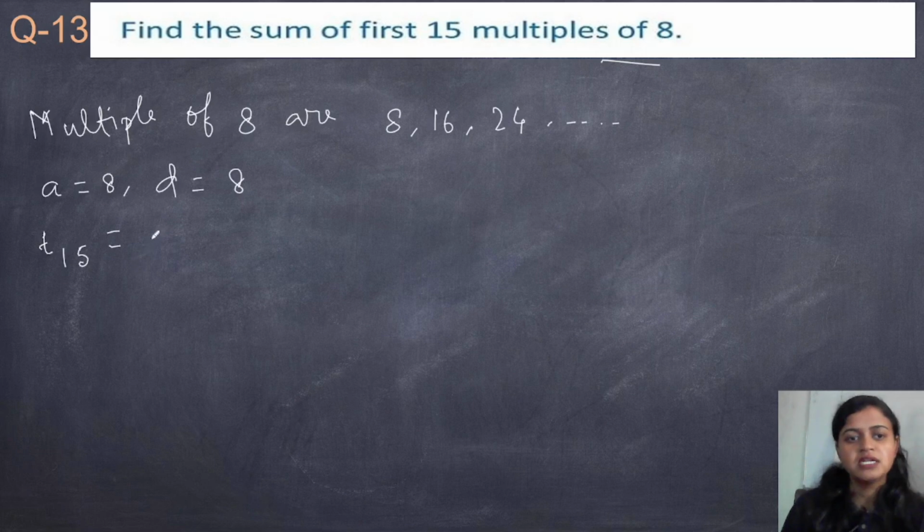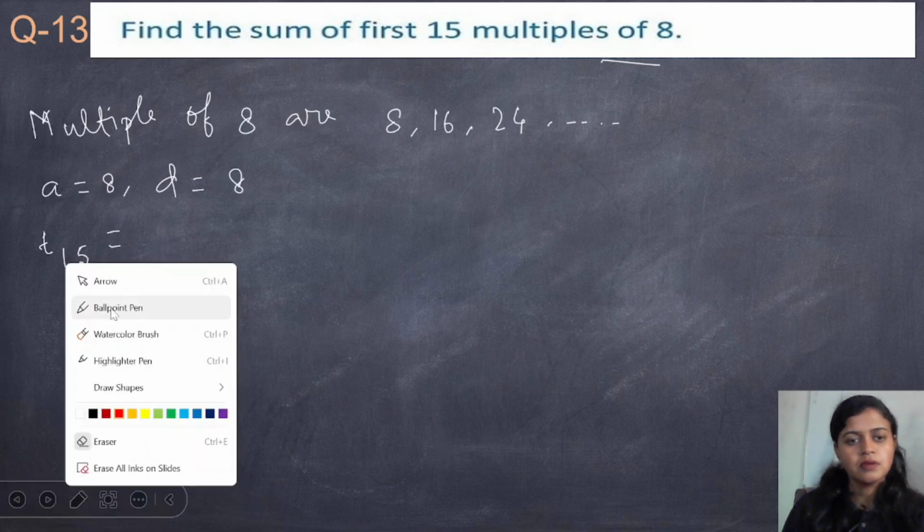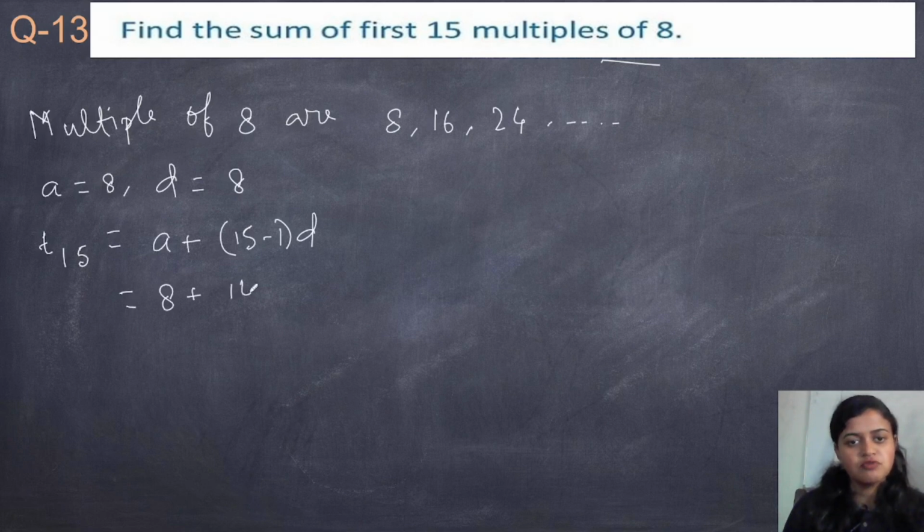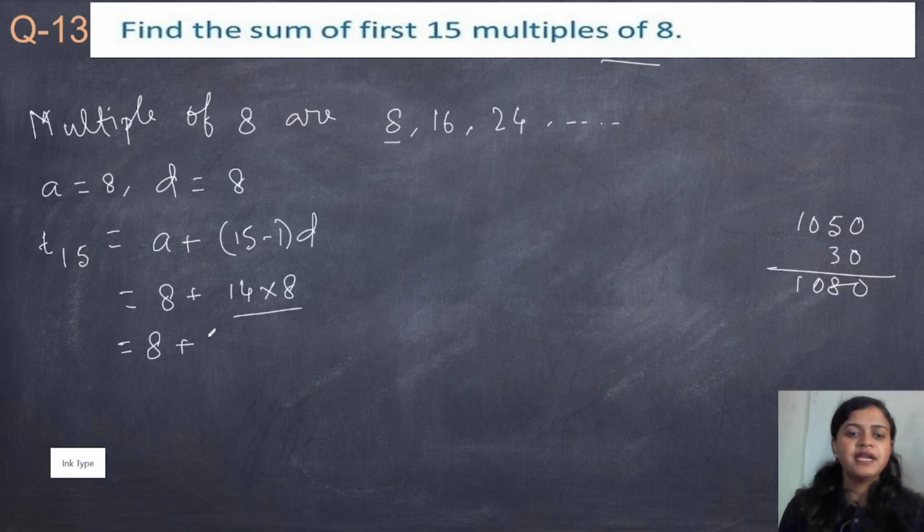T15 equals A plus (n minus 1) into D. So A means 8 plus 14 into 8. 14 times 8 is 112, so 8 plus 112 means 120. So T15 is 120.